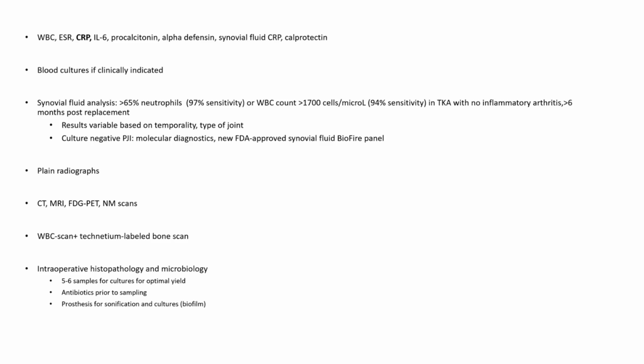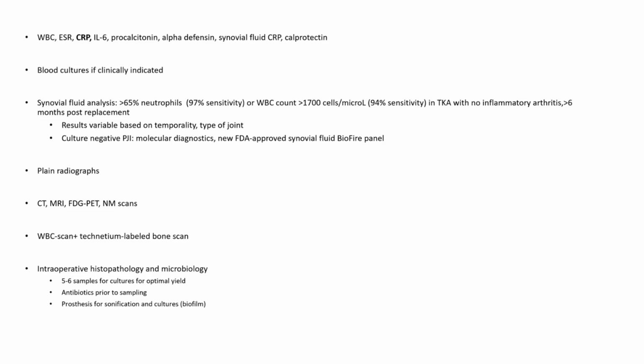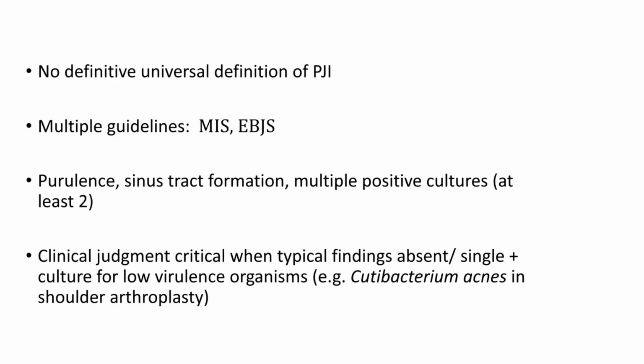At least get 5 to 6 samples in the OR, and ortho is actually really good about this. Most of the time they get multiple samples. You need at least 5 to 6. You can't just do one culture. And a few doses of antibiotics should not affect the yield, but if they've been on antibiotics, you might end up with negative cultures, which is where the molecular sequencing comes in to help.